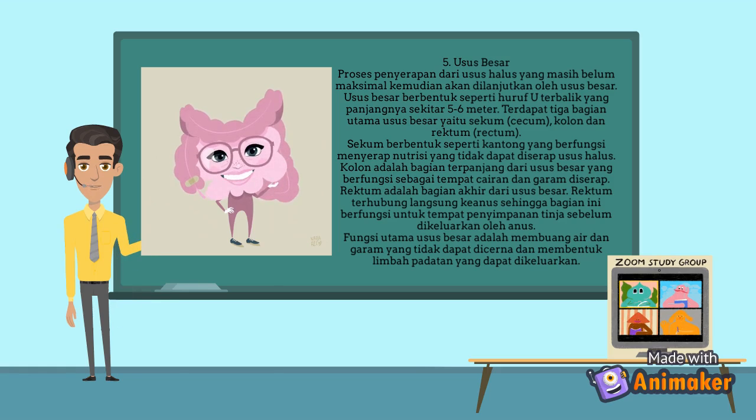The rectum is directly connected to the anus so that this section serves as a storage area for stool before it is expelled by the anus. The main function of the large intestine is to remove undigested water and salt and form solid waste that can be excreted.